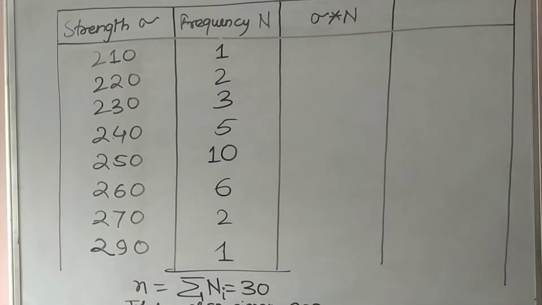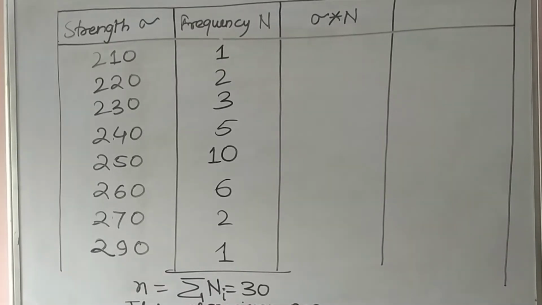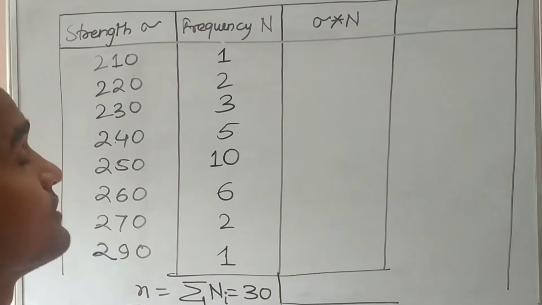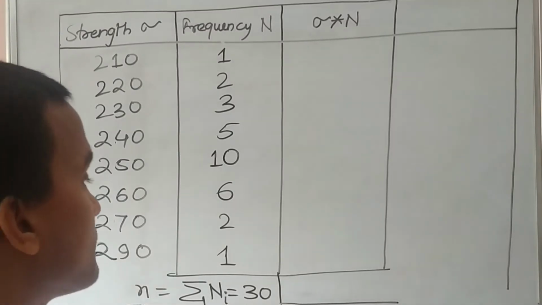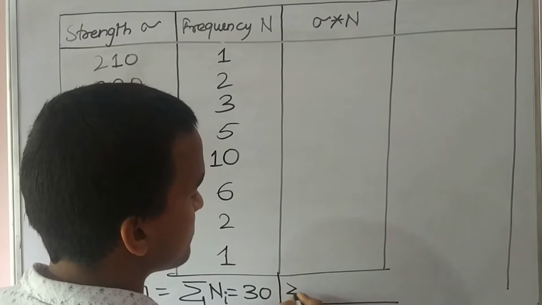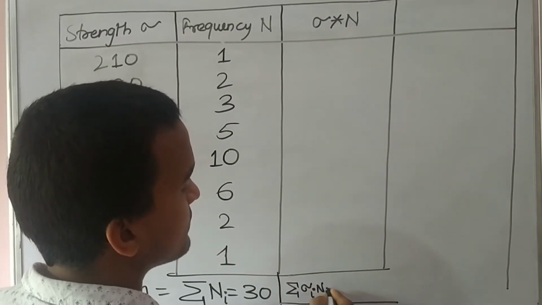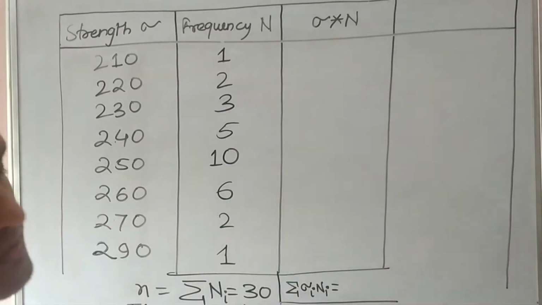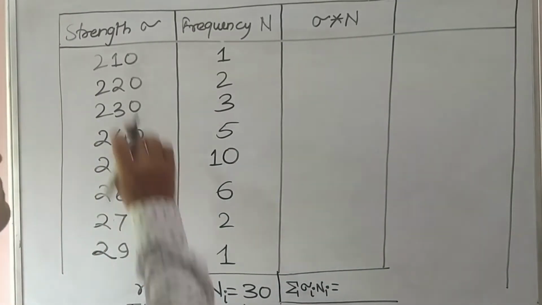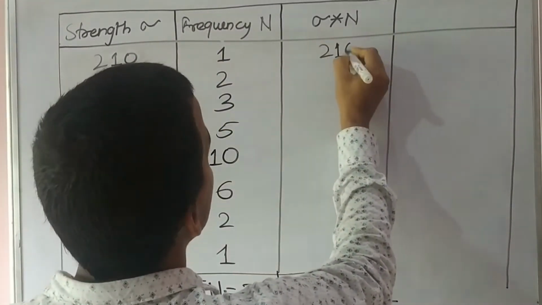Now we have to calculate the mean strength, sigma M. So to do that we have to get an average value of all the results. So this is the short method. To calculate the mean strength, first of all we have to calculate summation of sigma I into Ni. So let us do this easier multiplication. 210 into 1 is 210.